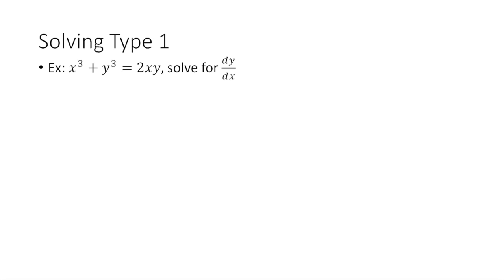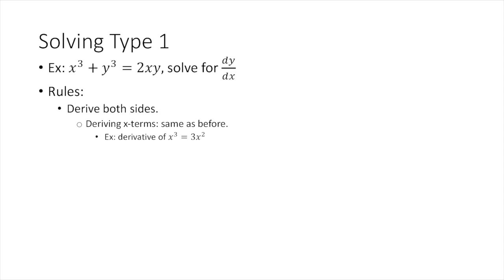Let's look at type 1. So we're given an expression that involves two variables, x and y, and we're trying to find the derivative of one variable, y, with respect to the other, x. So here are the rules. We're going to have to derive both sides. Now when we derive terms that have x in it, we derive them like usual. So x cubed would become 3x squared. When we derive the terms that have y in it, we use the same rules that we use for x terms, and then we multiply by dy over dx.